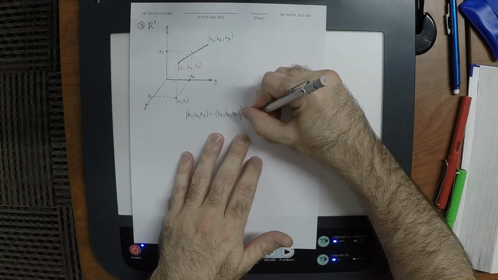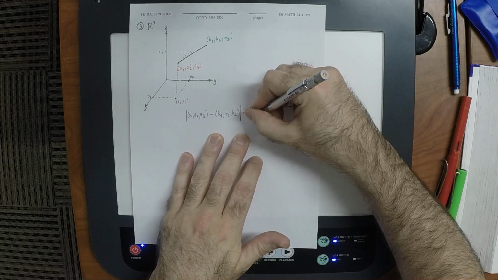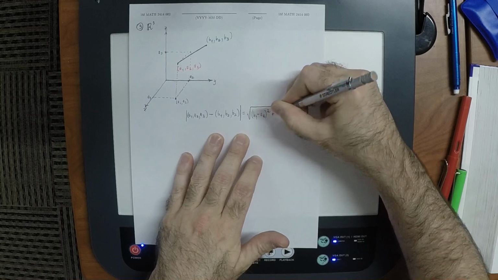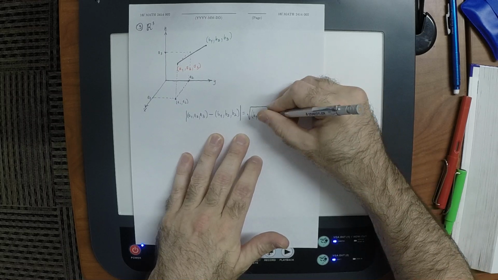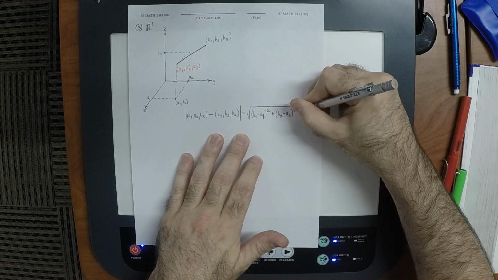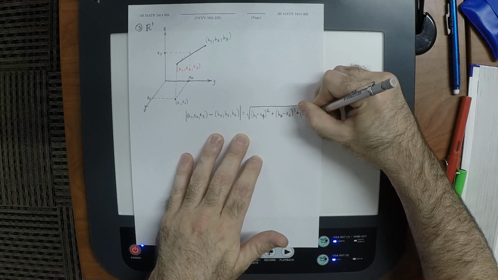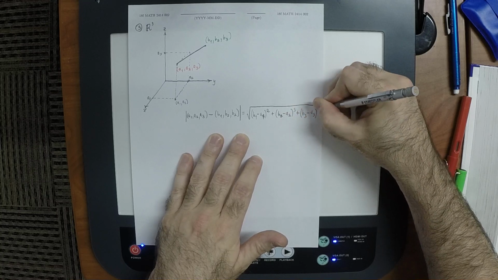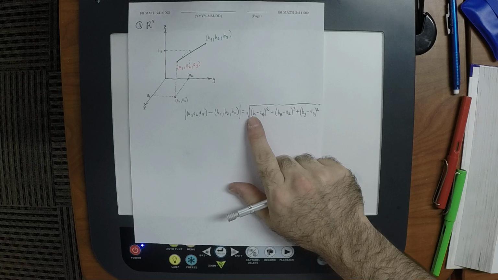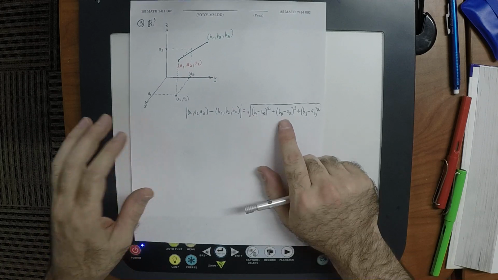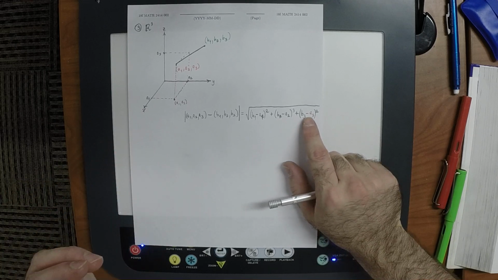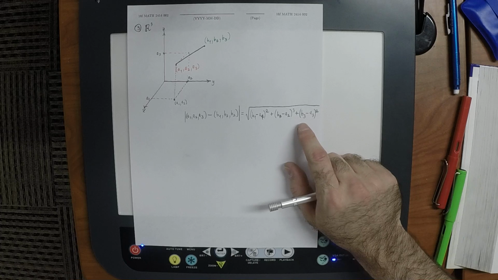Square root of B1 minus A1 squared plus B2 minus A2 squared plus B3 minus A3 squared. Very good. B1, A1, B2, A2, B3, A3. So all that means is that that's the length squared along the first axis, plus the length squared along the second axis, plus the length squared along the third axis, and then square root all of that.